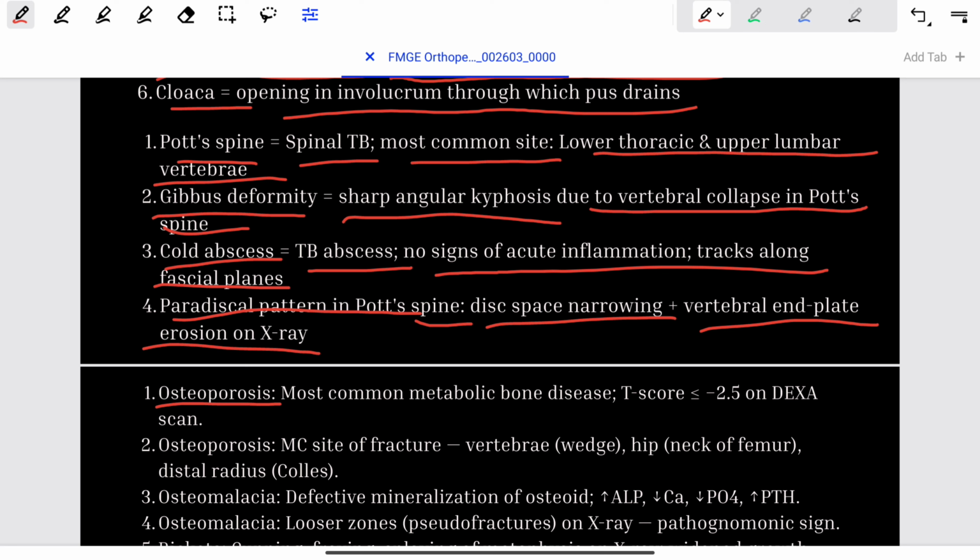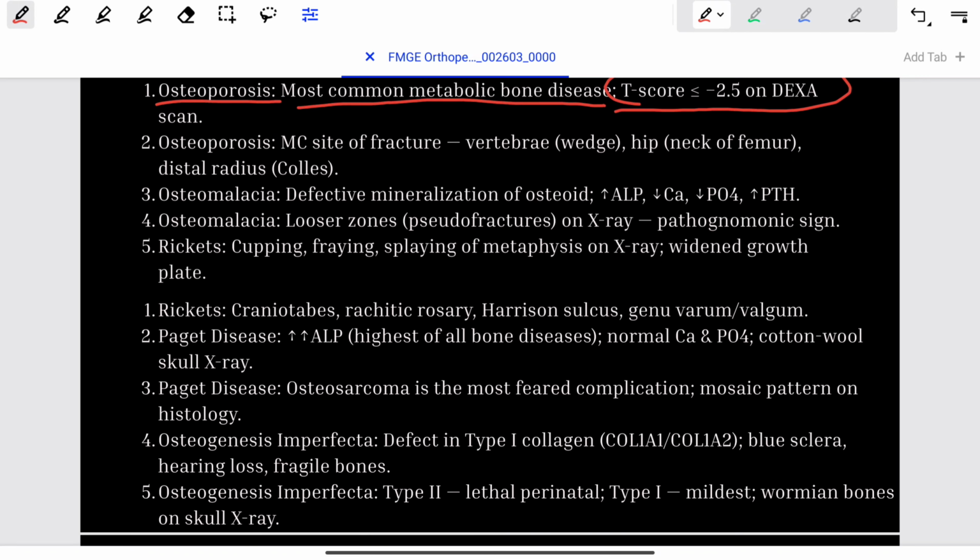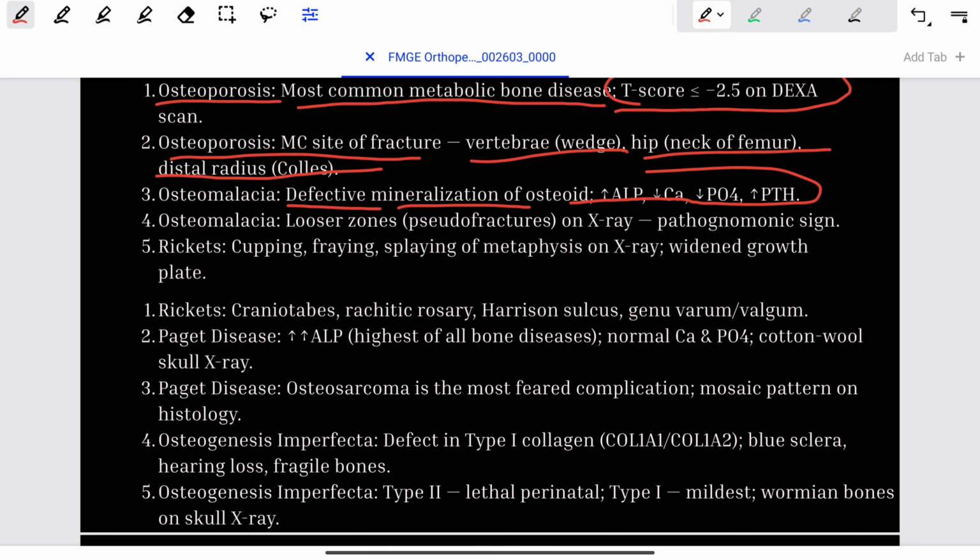Osteoporosis, most common metabolic bone disease, diagnosed by DEXA T-score of less than minus 2.5. In this, common fracture sites are vertebrae, neck of femur and distal radius. In osteomalacia, defective mineralization of osteoid with increased ALP and PTH levels. In this, Looser zones or pseudofractures are the pathognomonic X-ray finding.